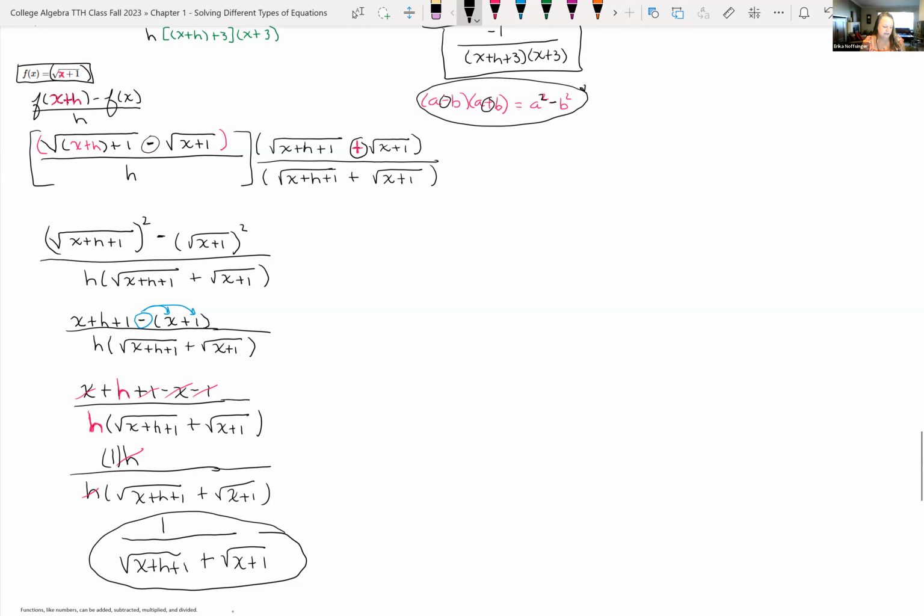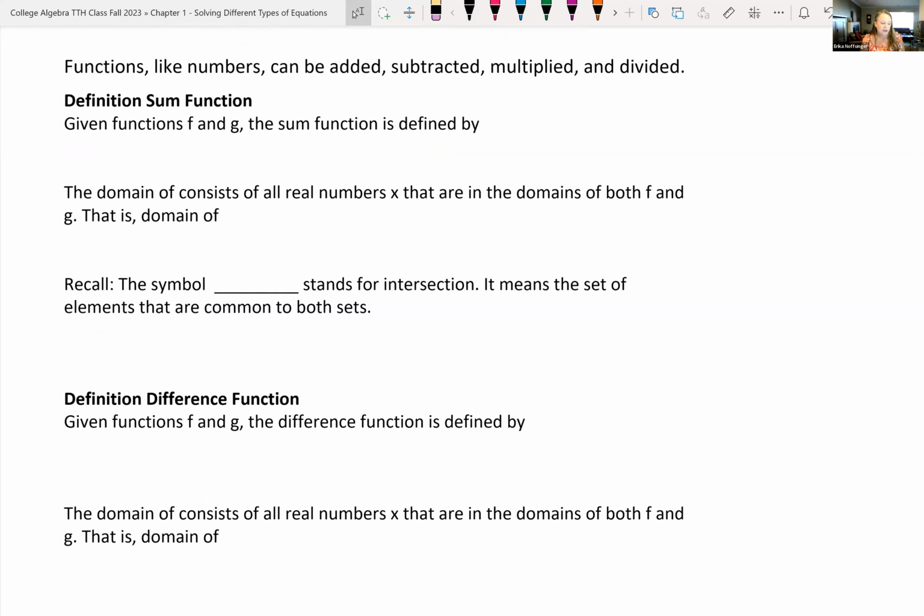So this would be the difference quotient of f of x equals the square root of x plus 1. So now we're going to look at some notation with functions and properties of adding functions together, subtracting, multiplying and dividing functions together.